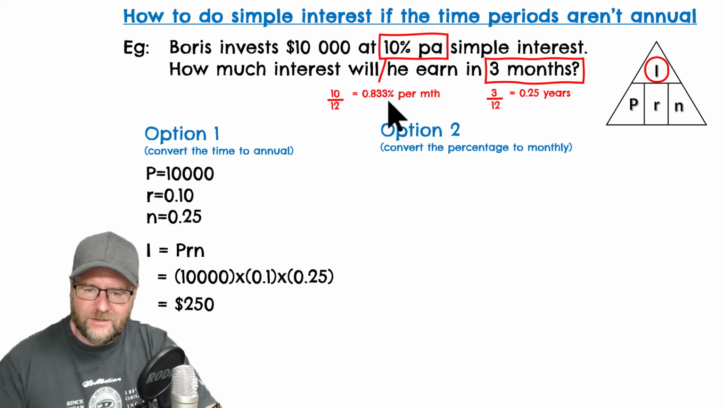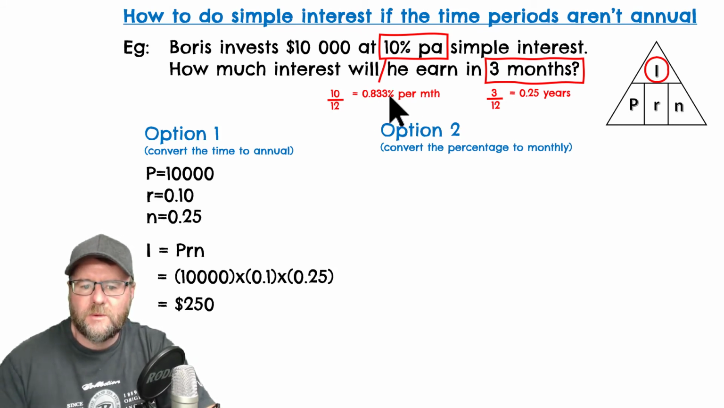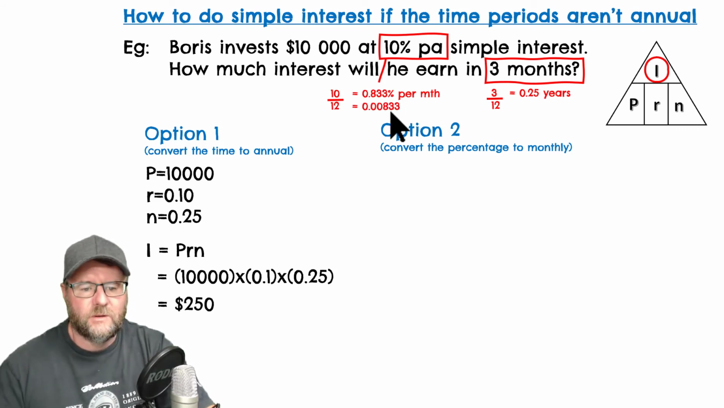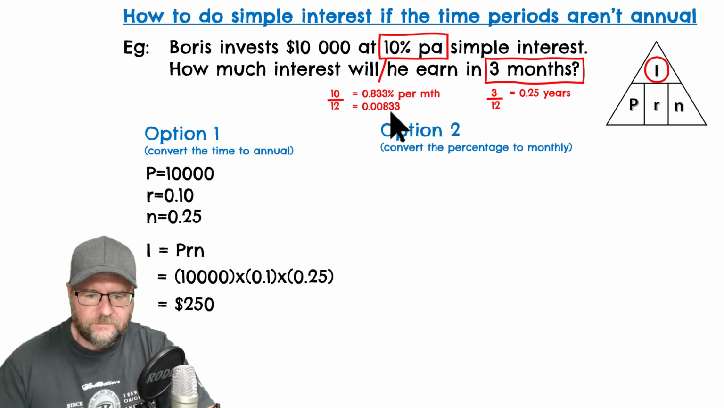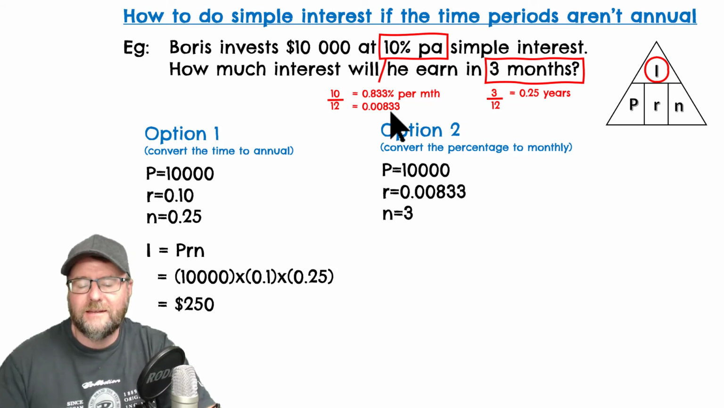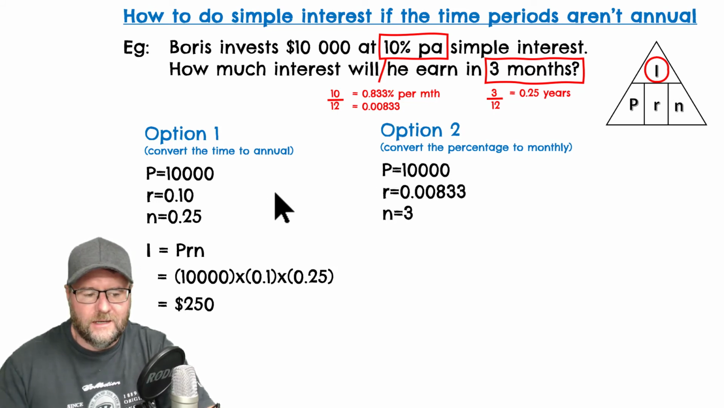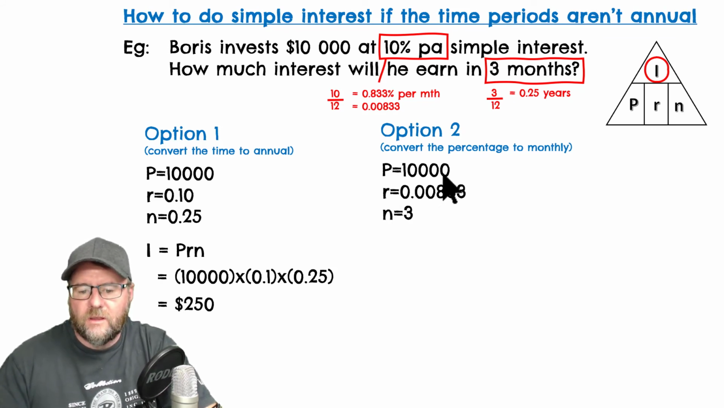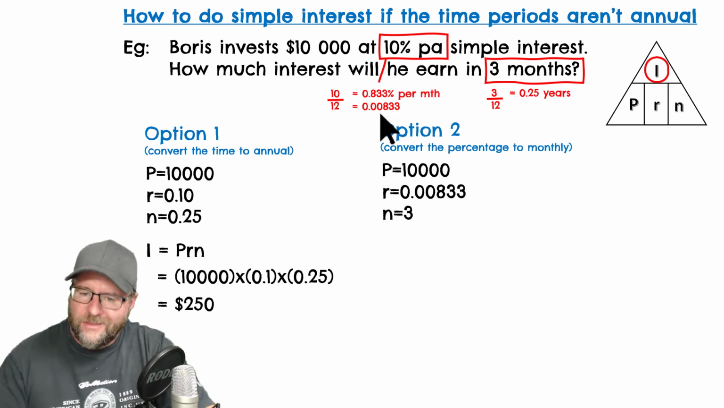But don't rush ahead and use that as your decimal, because remember, that is a percentage. To convert that to the decimal, we have to divide it by 100. So the actual decimal value is 0.00833. Let's now put that into the variables, the letters that we have. We've got principal of 10,000. Our rate we worked out as 0.00833.